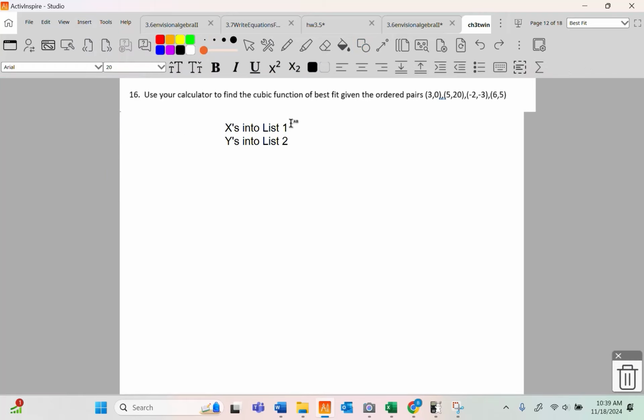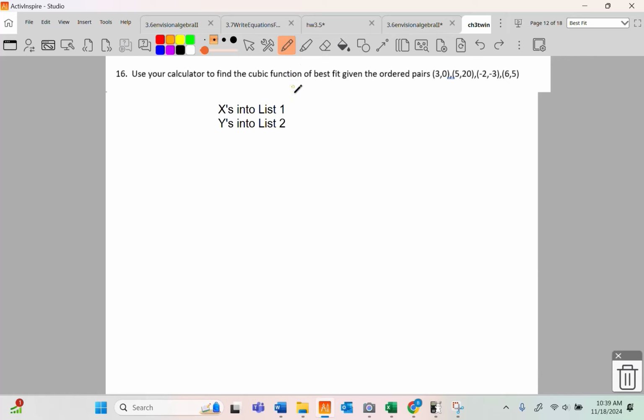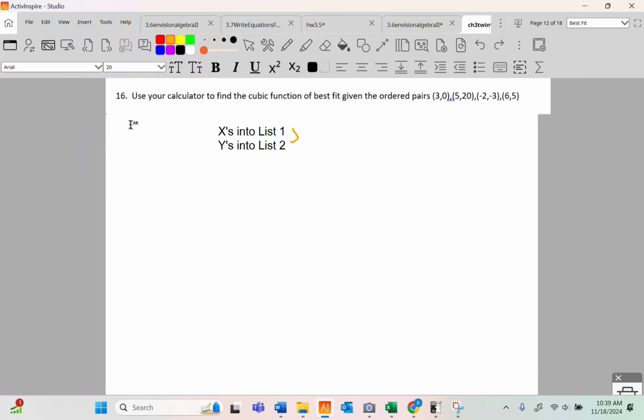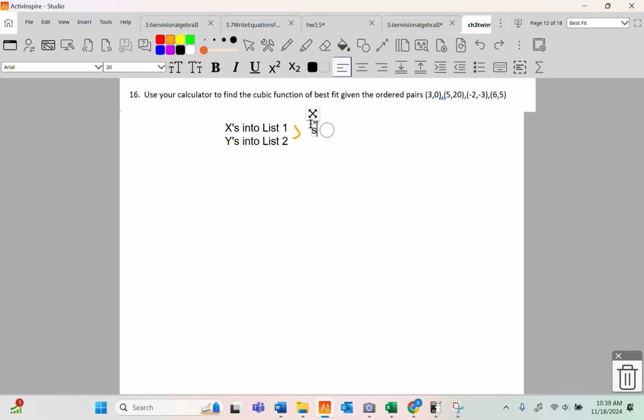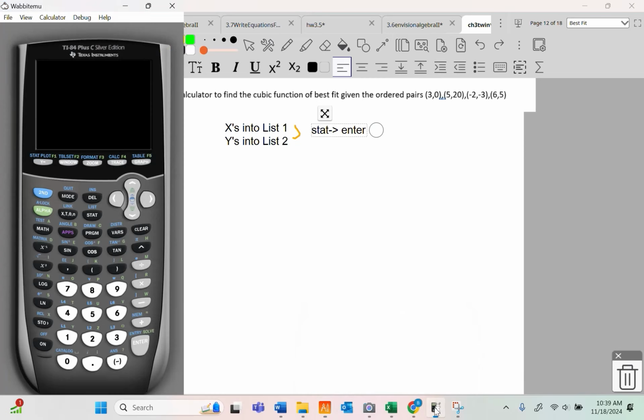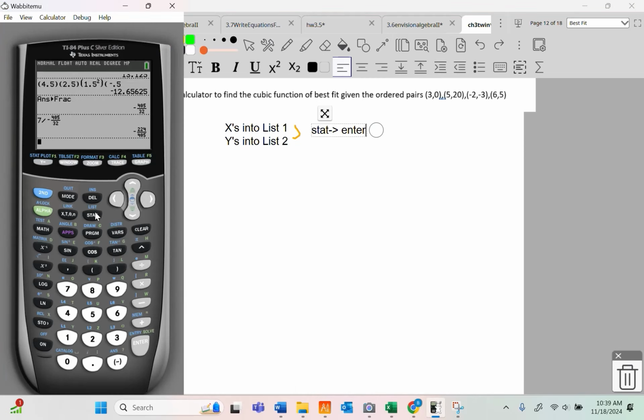So we're going to put our x's in list 1 and y's in list 2. You can find both of these places in your calculator by pressing stat and then enter. That's all you do. Stat, press enter. So let's go through the process of that. Stat, see the edit pops up, enter. If you've got anything in there, you clear it out.